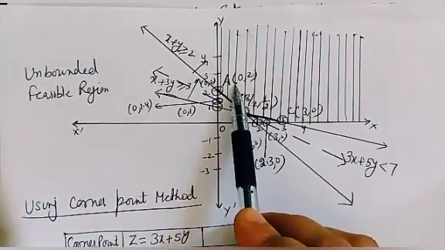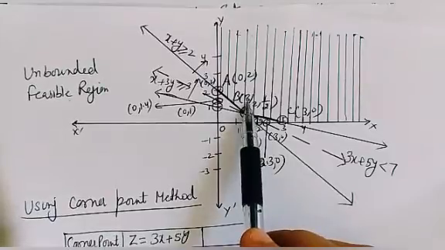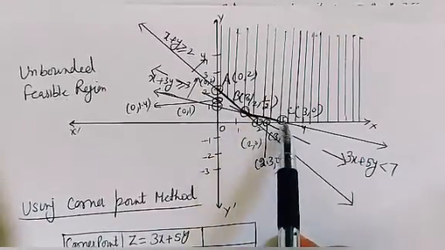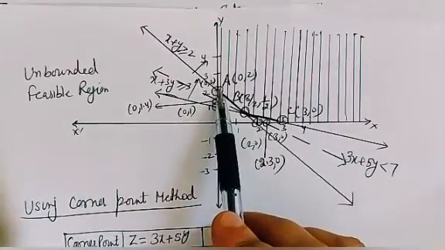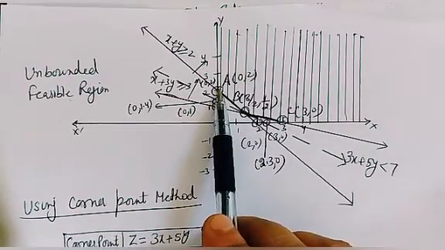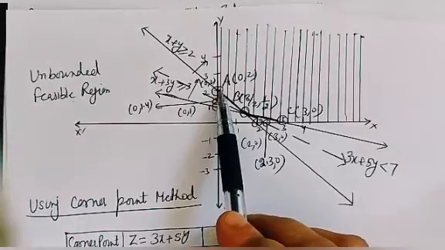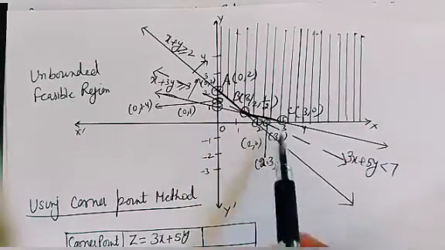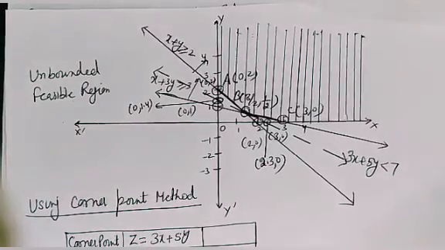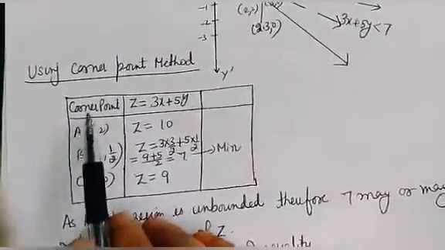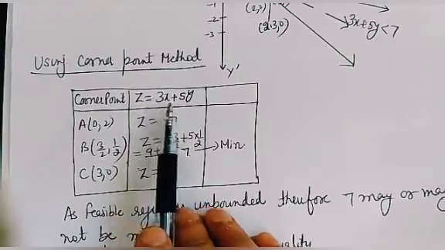There are 3 corner points till now. A is (0, 2). B is (3/2, 1/2). And the third one, C, is (3, 0). These are the corner points from where the shaded portion is starting. So this is A (0, 2), B is (3/2, 1/2), and C is (3, 0). So using the corner point method, the corresponding objective function is 3x plus 5y.